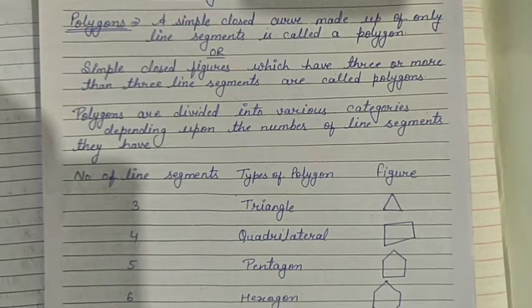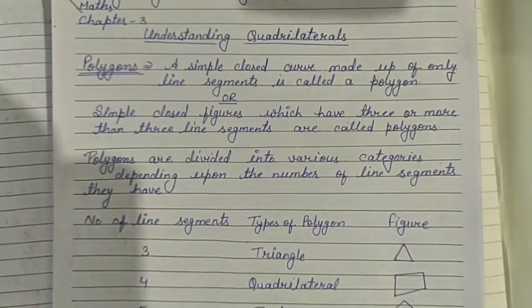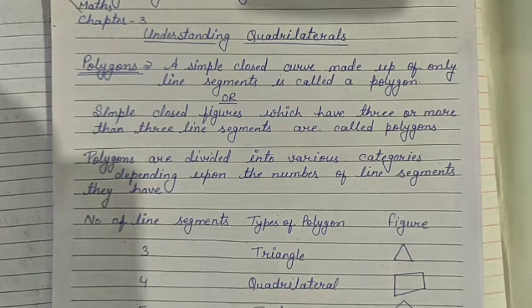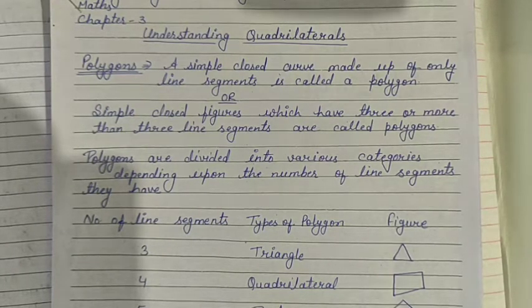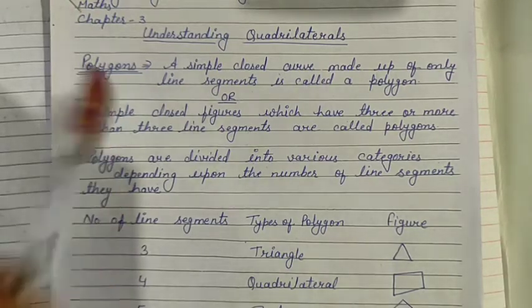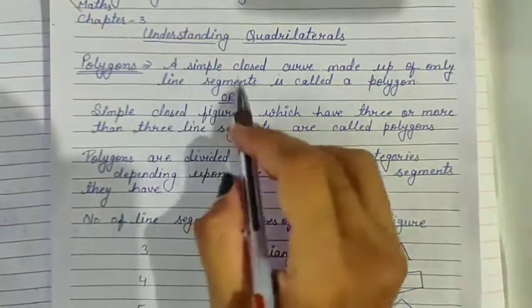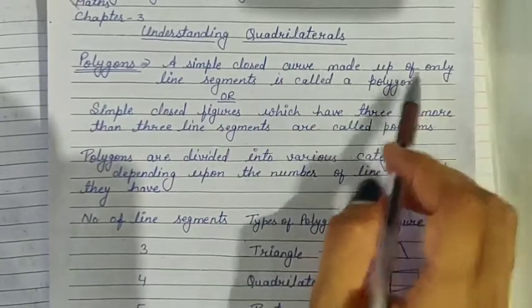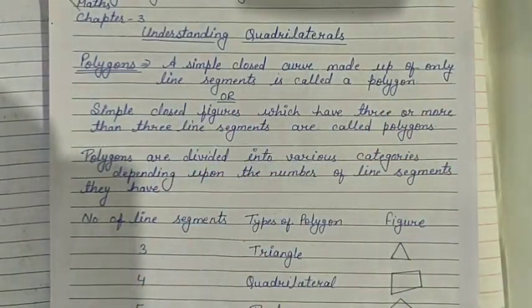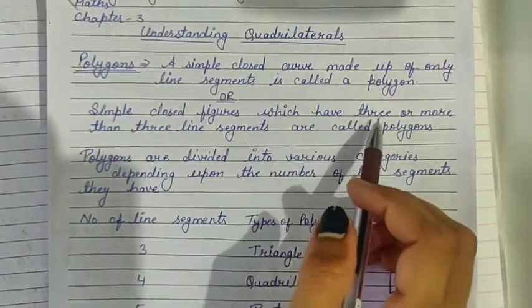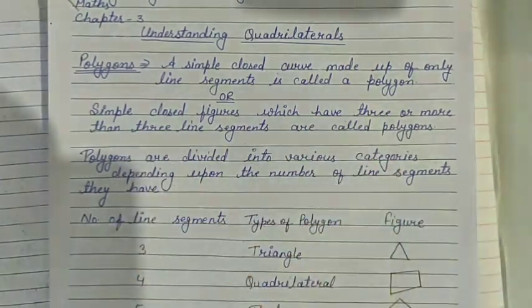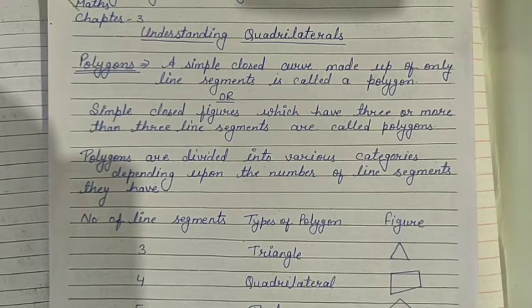Hello students, today I am going to start your new chapter number 3, that is understanding quadrilaterals. In this chapter, firstly we will learn about polygons. What is a polygon? A simple closed curve made up of only line segments is called a polygon, or a simple closed figure which has 3 or more line segments.